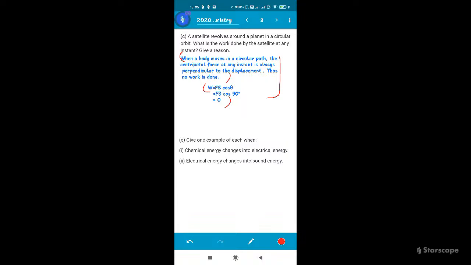A very common example we know is a battery. What happens in a battery? We have chemical energy stored in it in the form of the electrolyte or the paste-like substance which is present inside. So we can consider a battery or a dry cell. I guess a dry cell will be a much better answer, a dry cell which we use in our remotes and all.